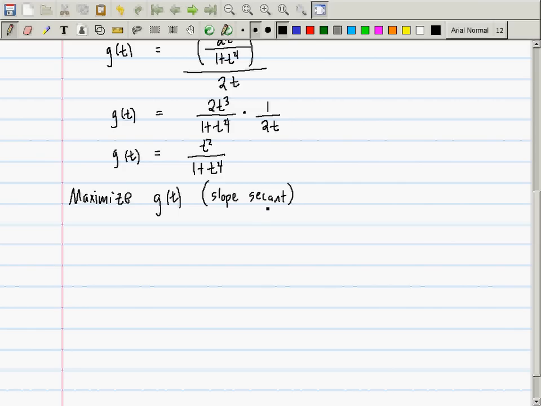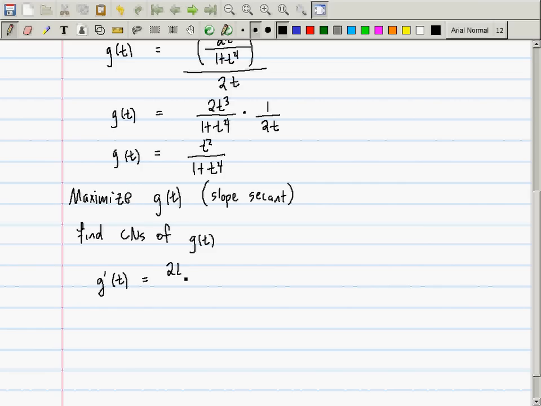Because where the derivative of g is zero, that could be at the bottom of a valley, but that would be a minimizer. Or it could be at the top, and that would be a maximizer. So in order to do this, we're going to find the critical numbers of g of t. In order to do that, the derivative of g, well, g is a quotient, so to compute its derivative, I'll use the quotient rule.